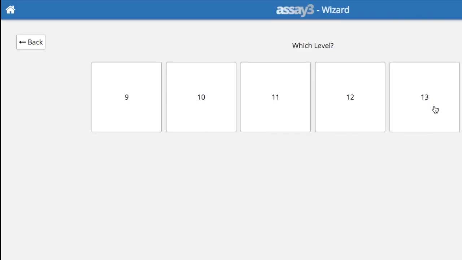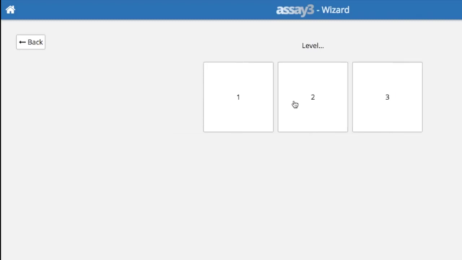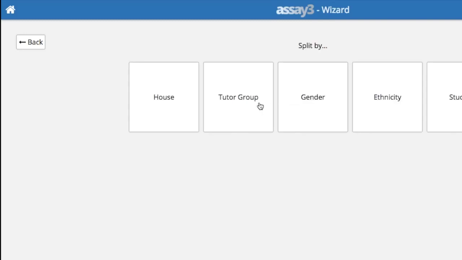In this example, we're going to look at the Year 13 students, and we want a quick graph of who's passed so far. Now we're towards the start of the year with this data, so we're going to have a look at which ones have passed level 2, split up by their tutor group.